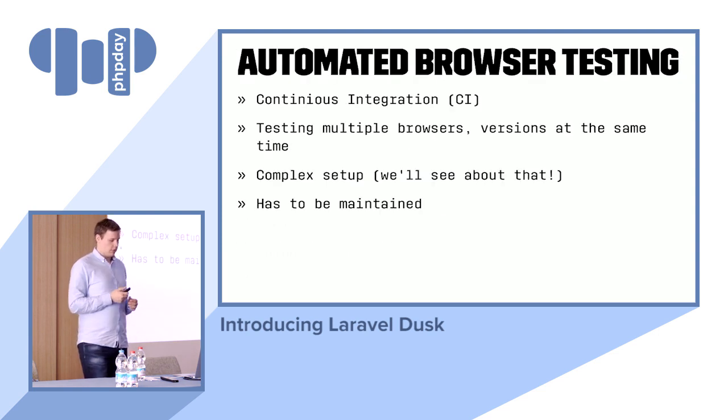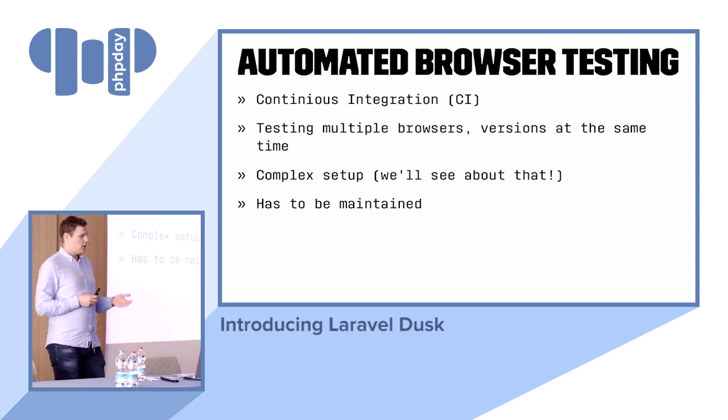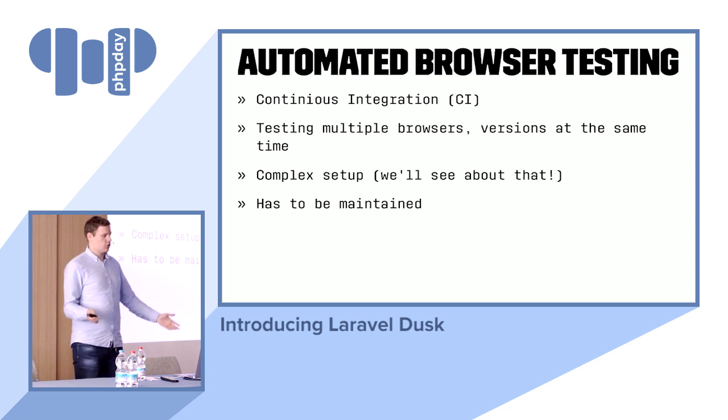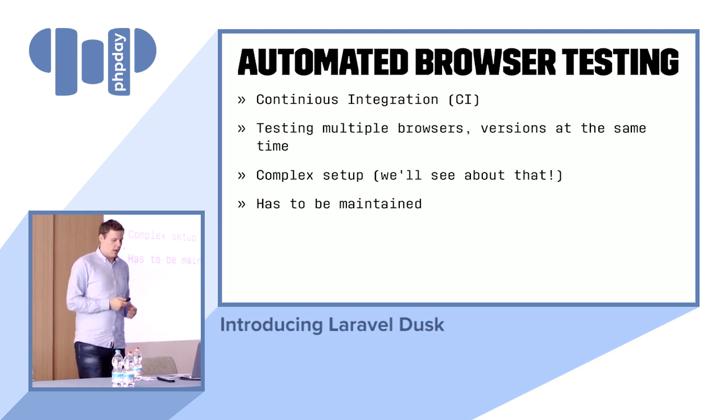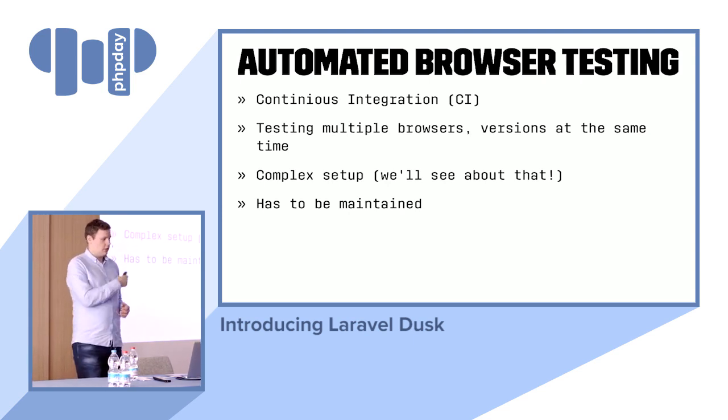So the alternative is automating. Automated browser testing is really nice because you can run it locally. You can run it in your continuous integration suite as well, so, for example, run it in GitLab. And you can run multiple browsers at the same time. Sometimes the setup can be really hard. Like with Selenium, you need to have a Java server running and that kind of stuff. But Laravel Dusk makes that easier for you. There's no extra setup. Just run Chrome and that's it.